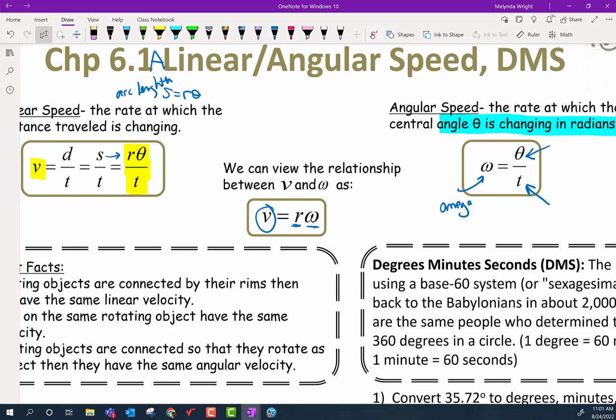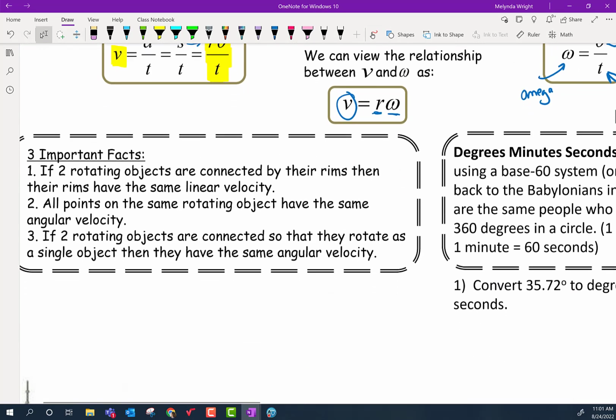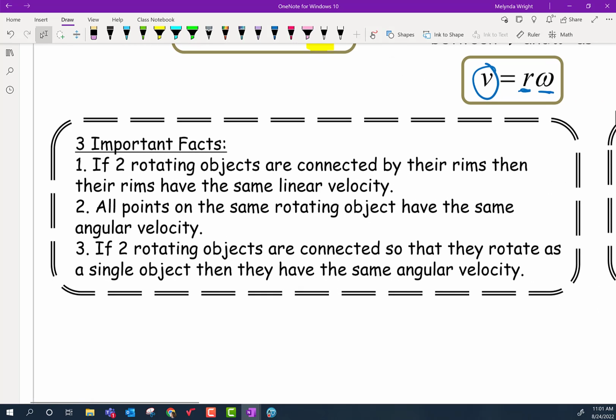So we're going to actually get into this. Let's just talk about these 3 important facts. These are important when you're going to do word problems. So these apply to word problems.